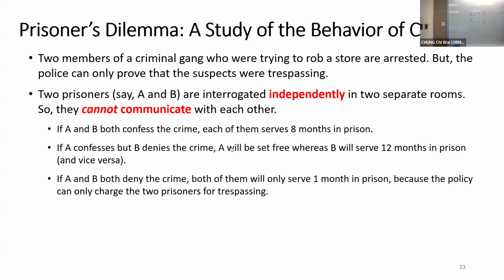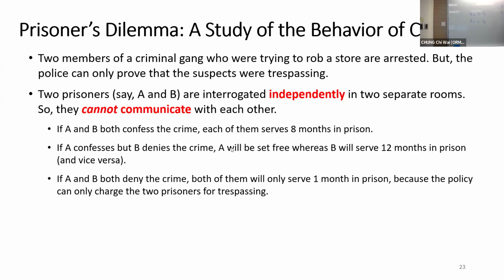Okay. So this is the background story of the prisoner's dilemma. It is a study of the behavior of criminals. There are two players, namely A and B, and they are interrogated independently. They cannot communicate. So here is the outcome. Each player can choose either confess or deny.